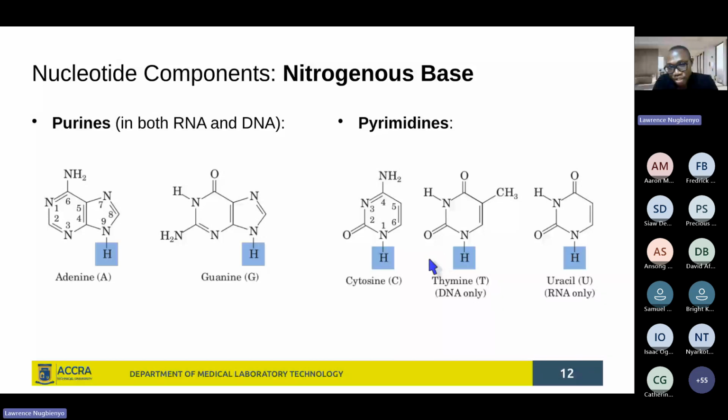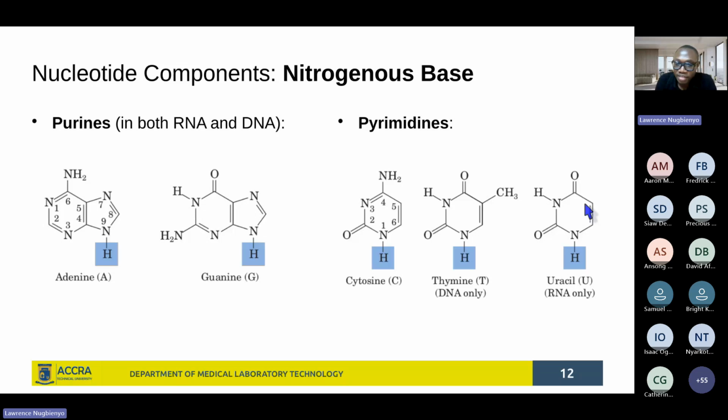The nitrogenous bases are divided also into two categories, what we refer to as purines and what we refer to as pyrimidines. So these are the two categories of nitrogenous bases that we have. Now, the purines are two, adenine and guanine. These you find in both RNA and DNA. Now, the pyrimidines are three. You have cytosine, you have thymine, you have uracil.